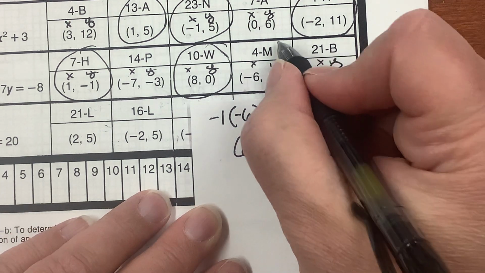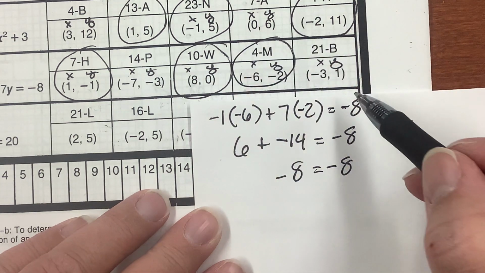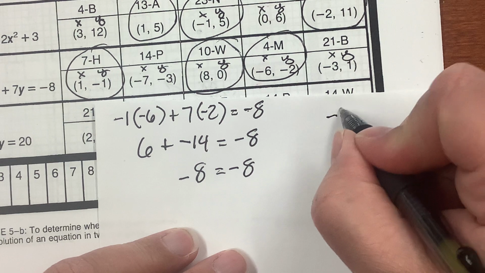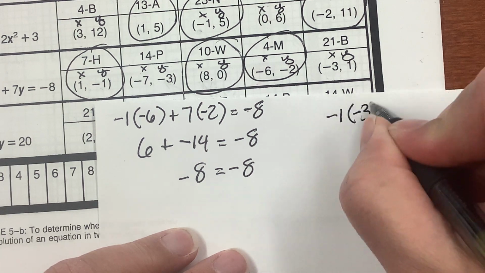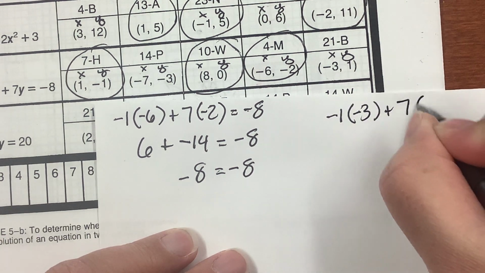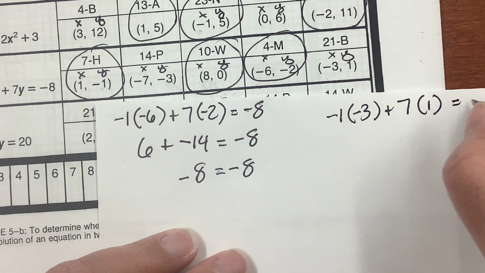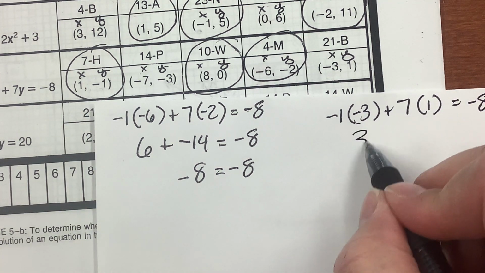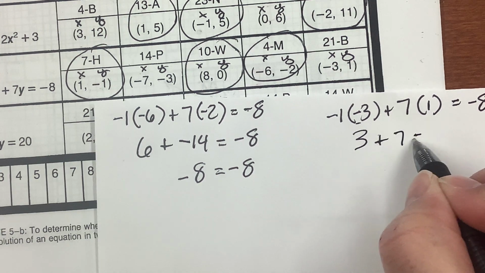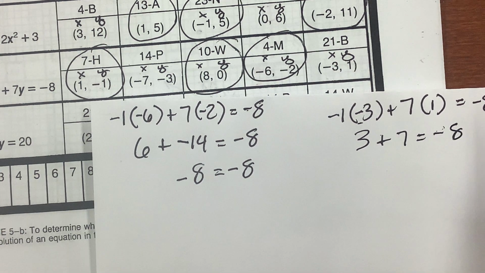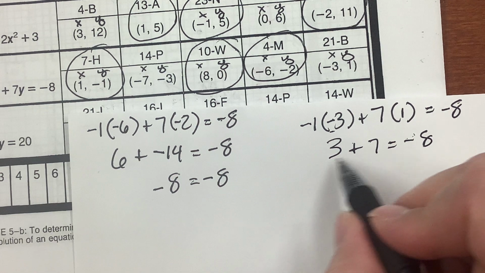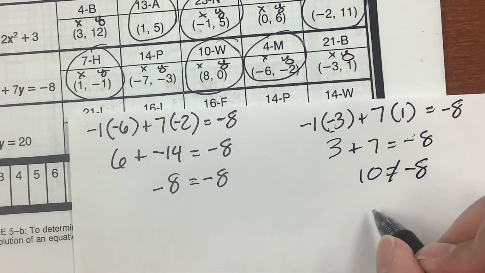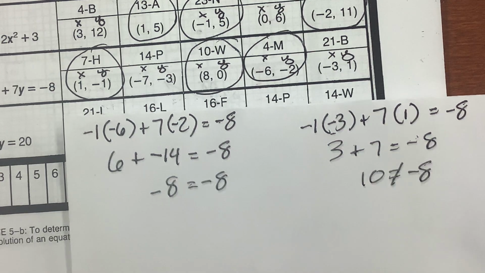So this one will work, which means this one won't, but I'm going to check it anyhow. Negative 1 times negative 3 plus 7 times positive 1 equals negative 8. Negative times negative, positive 3, plus 7 equals negative 8. Really? They made it so easy. 7 plus 3 is 10. That is not equal to negative 8, so that is definitely no good.